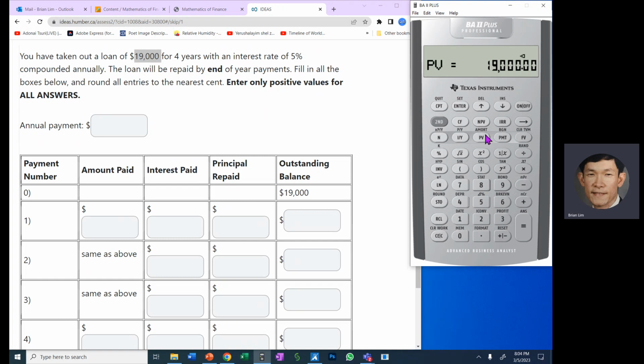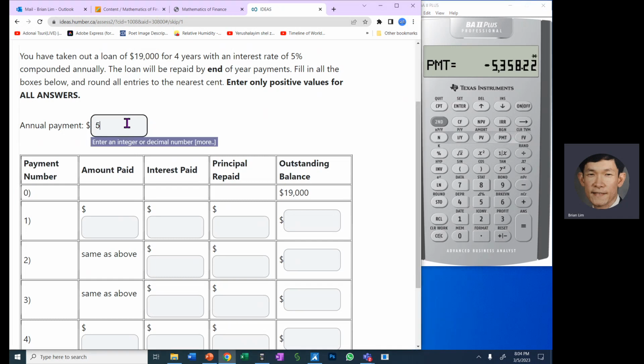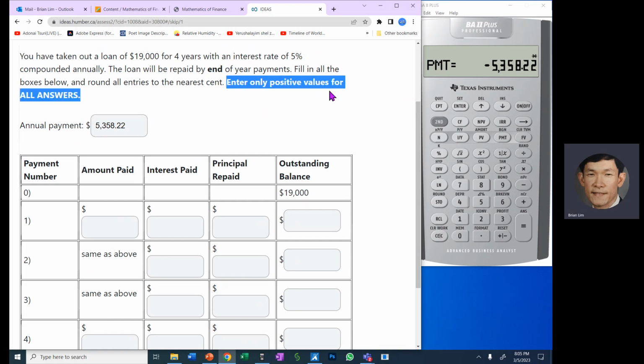19,000, and that is the present value. Now the future value is 0, right? Because this loan has to be paid off, and then we compute the payment. And the payment here should be 5358.22. Notice it's a positive value, so please be careful. Do not put a negative value in there. Only positive values for all answers.